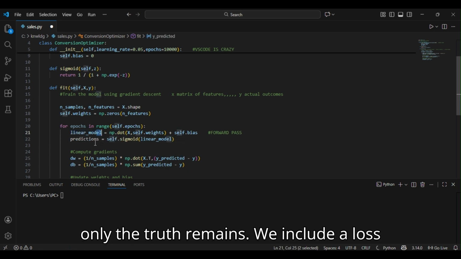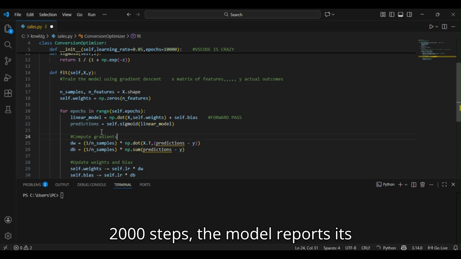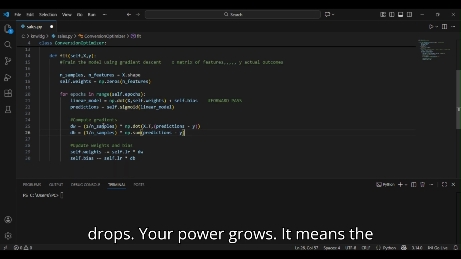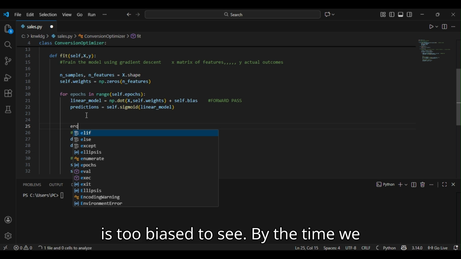We include a loss function to monitor our progress. Every 2,000 steps, the model reports its internal suffering, the loss. As the loss drops, your power grows. It means the model is no longer guessing. It is recognizing patterns that the human eye is too biased to see.